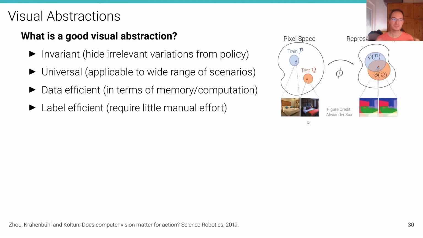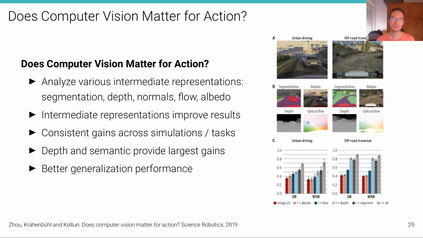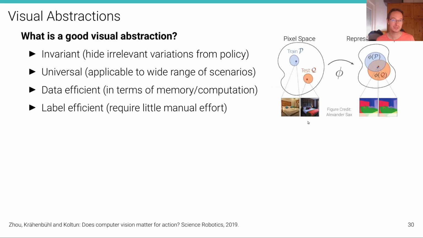So the question, of course, is what is a good visual abstraction? And in the previous work, it has already been hinted that for city driving, semantic segmentation might be a good choice. It's maybe not a sufficient statistic of everything, but it comprises many of the aspects of the state that are informative for what we want to do.